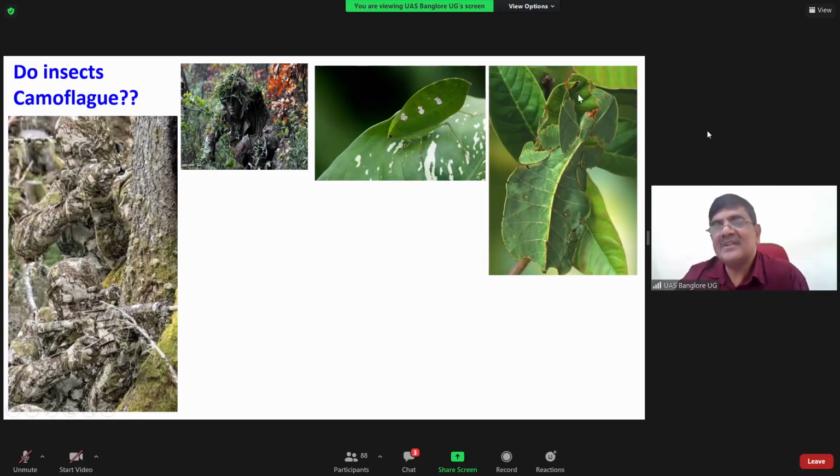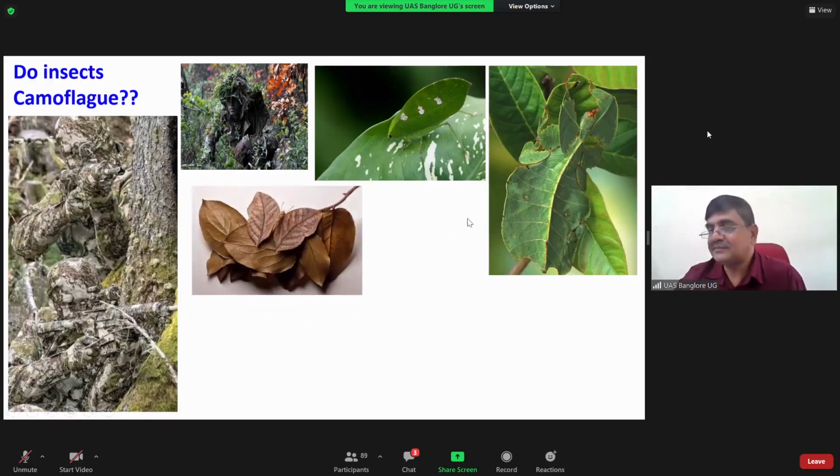Similarly, in this diagram, this is called a leaf insect. When the insect is sitting on the leaf, you cannot make out which is leaf and which is the insect. Like leaves, insects also have a midrib and veins. So you cannot differentiate between the leaf and the leaf insect. Similarly, there are other insects which are camouflaged.